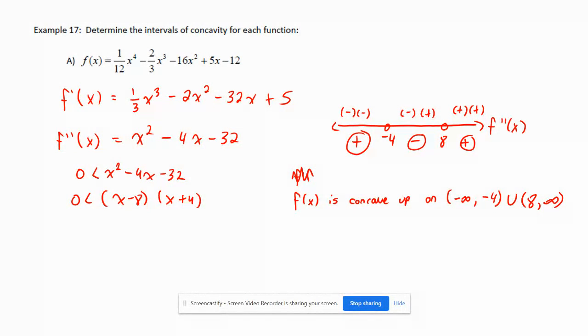So all we're doing, guys, is very similar to what we did for increasing and decreasing functions. For intervals of increase and decrease, we do a number line analysis on our first derivative. For intervals of concavity, we do a number line analysis on our second derivative. And that tells us the intervals of concavity.